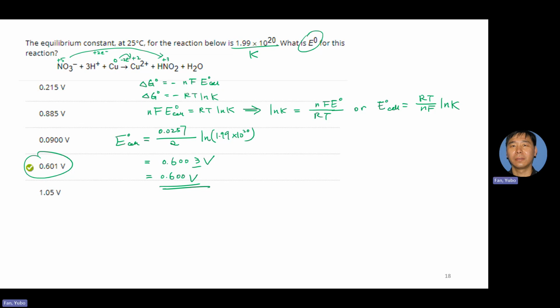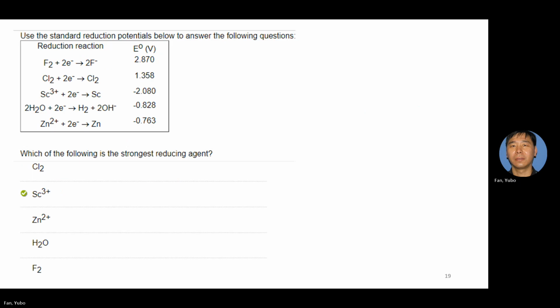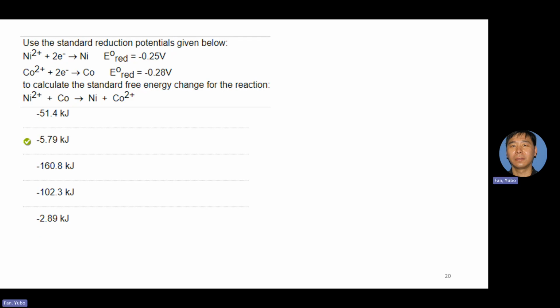So next question. Use the standard reduction potential below to answer the following questions. The question is, which of the following is the strongest reducing agent? So we just need to find the most negative one. So here, the most negative one is this one, right? So we choose this one. Okay. Next one. Actually, the last question.